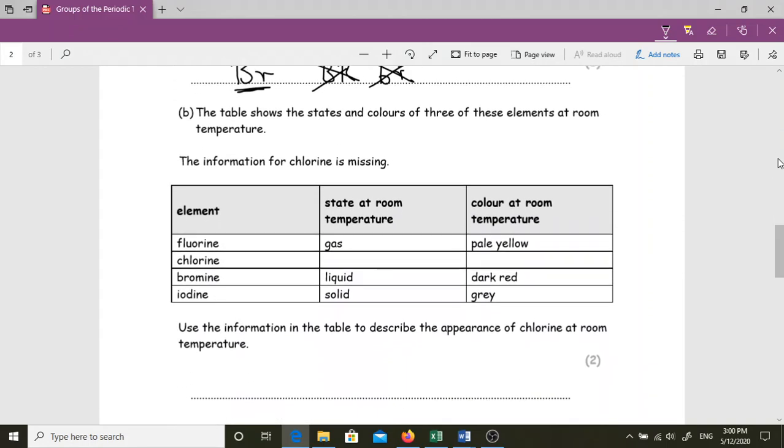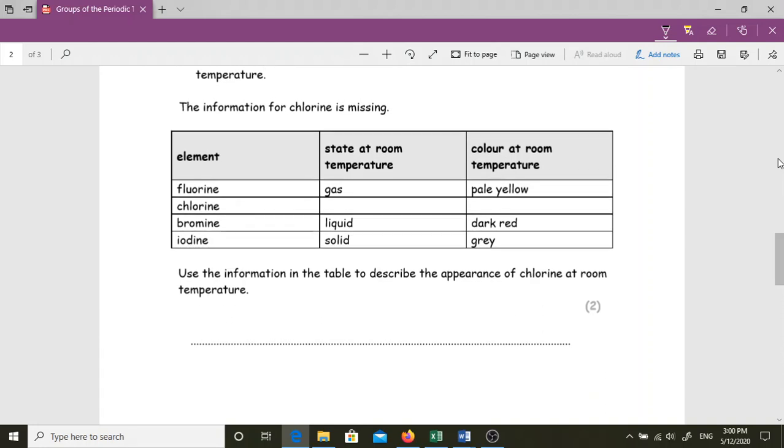Then question B, the table shows the states and colors of 3 of these elements at room temperature. The information for chlorine is missing. So we have the table and we have 4 elements of the halogens, fluorine, chlorine, bromine and iodine. State at room temperature tells us that fluorine is a gas, chlorine is missing, bromine is a liquid and iodine is solid. And for the color tells us that fluorine is pale yellow, chlorine is missing, and bromine is dark red and iodine gray. So now we need to fill in the information for chlorine, and we do that in the line here.